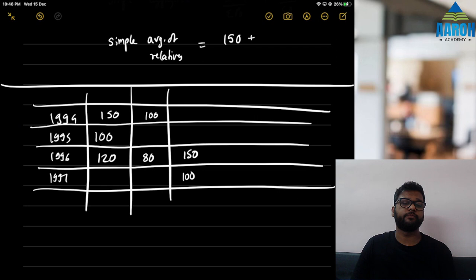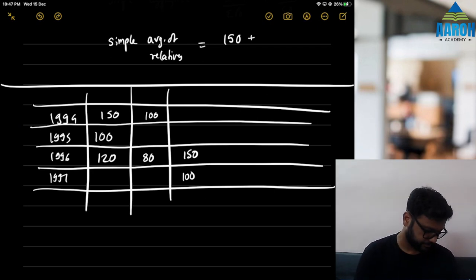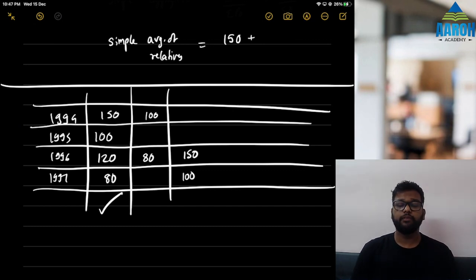Got it? Again, cross multiply and find this. How much? 80. There are 1 or 2 more questions like this, so you can try them. Okay. Good. Fine.